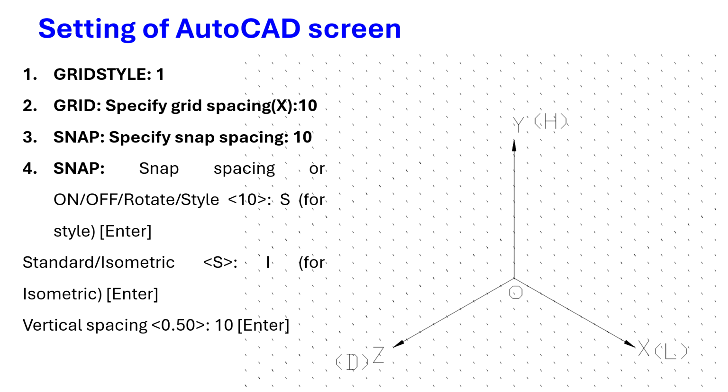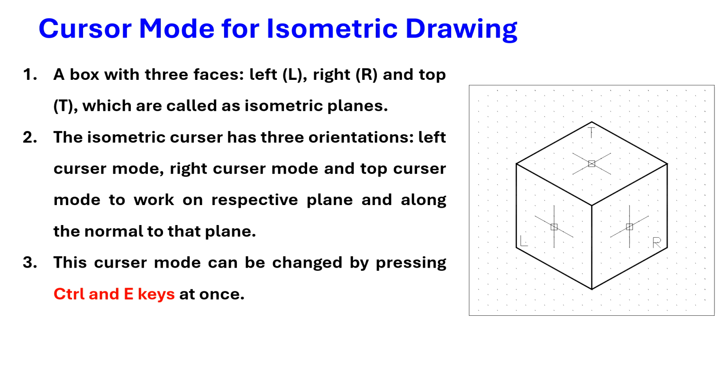So if you make these changes, the grid will change like this. That means this is the x-axis, y-axis, and z-axis, let us say. These three are at the same equal angle. So this grid is suitable for drawing the isometric drawing. Then there is a cursor mode for isometric drawing.